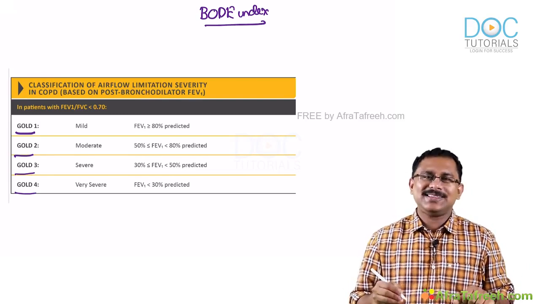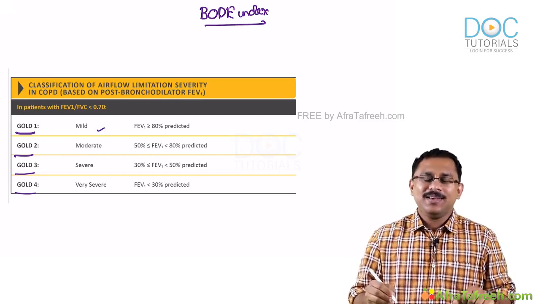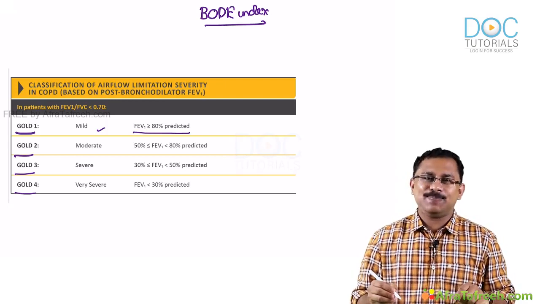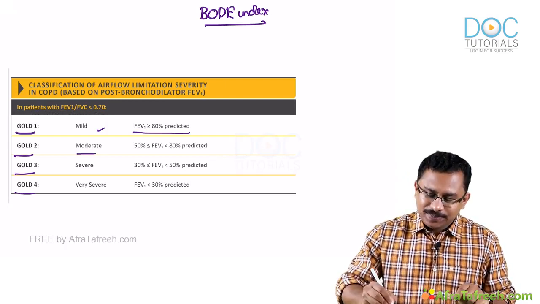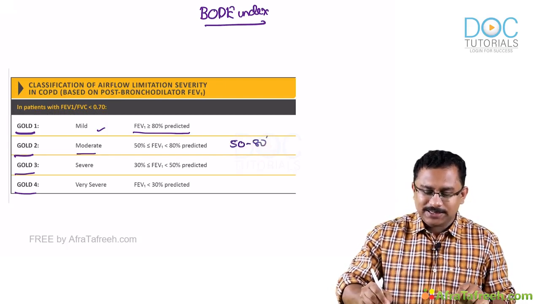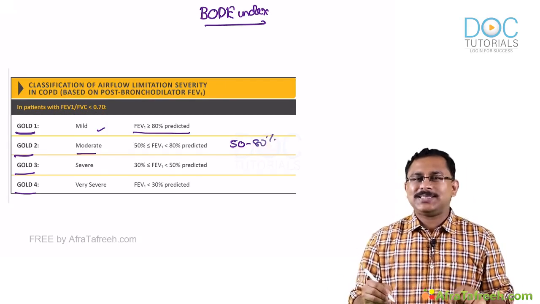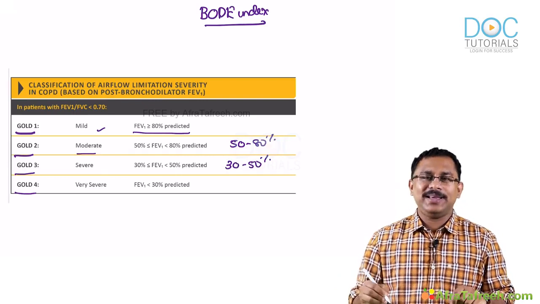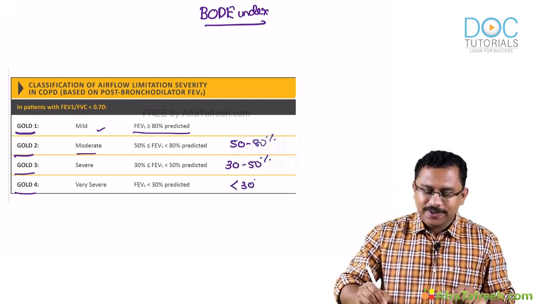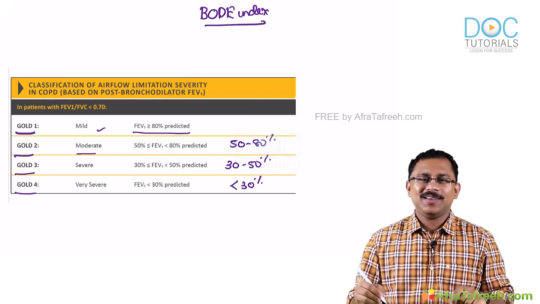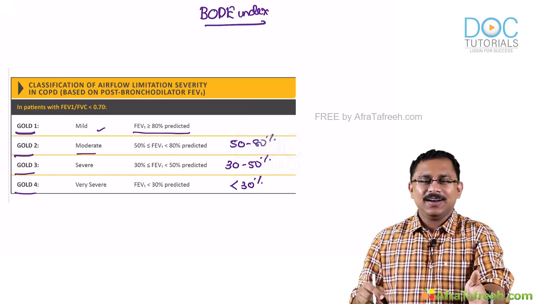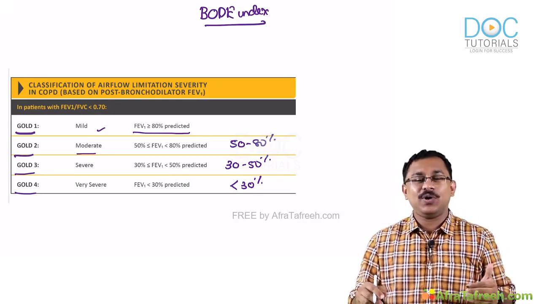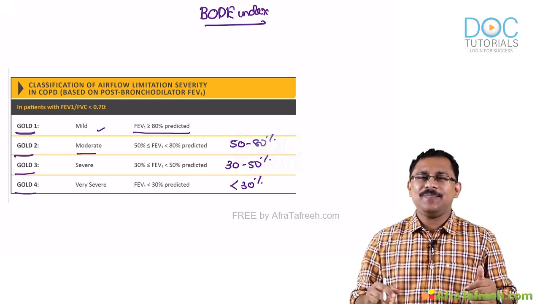Now in this GOLD index, GOLD 1 is the mild variety, where the FEV1 is more than or equal to 80% of the predicted. GOLD 2 means FEV1 is 50 to 80% of the predicted. GOLD 3 means it is 30 to 50% of the predicted. And GOLD 4 is FEV1 less than 30% of predicted. So after the pulmonary function test, you have got to categorize the patient as GOLD 1, 2, 3 or 4 to ascertain the severity of the patient.